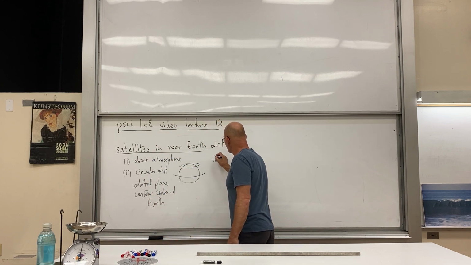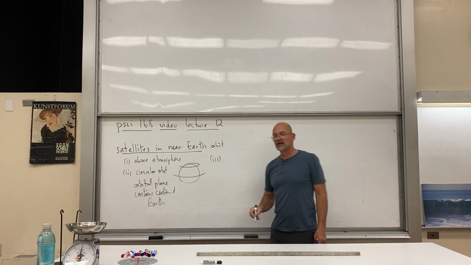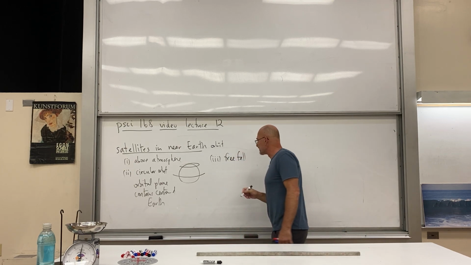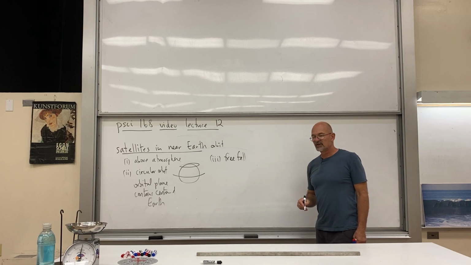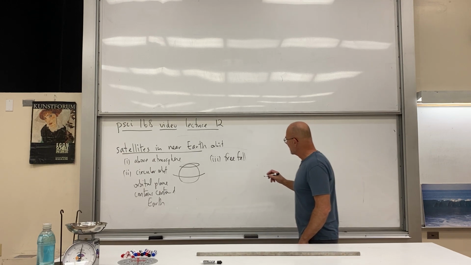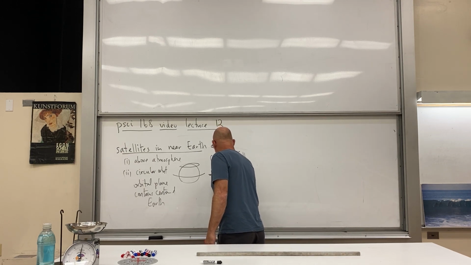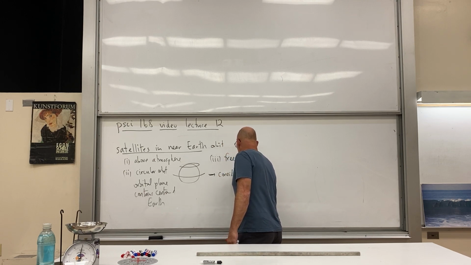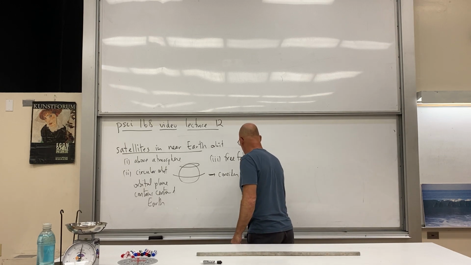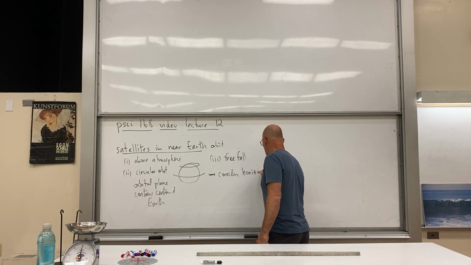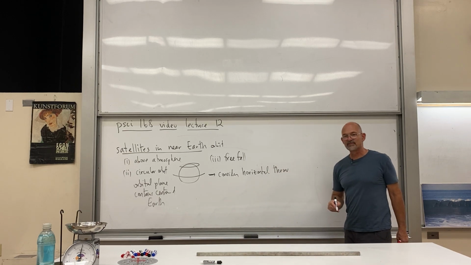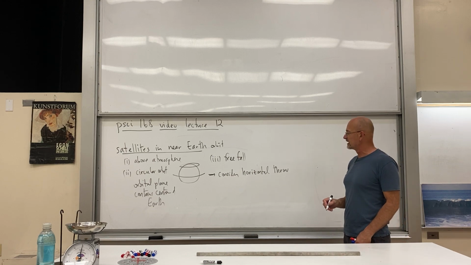And what we're dealing with is free fall. So free fall is a fall without friction, and the question is, why is a satellite in free fall, an orbiting satellite? But because we have free fall, we can consider the horizontal throw. This is something that a pitcher in baseball could do. Just throw a ball horizontally.